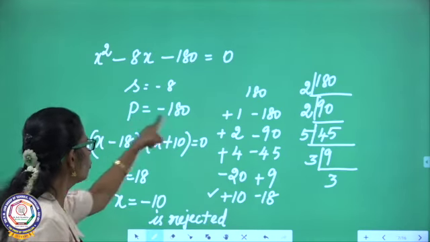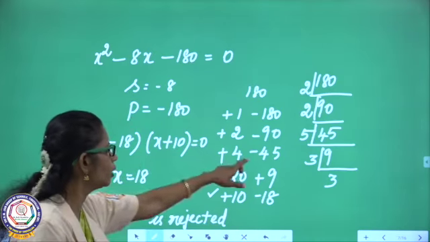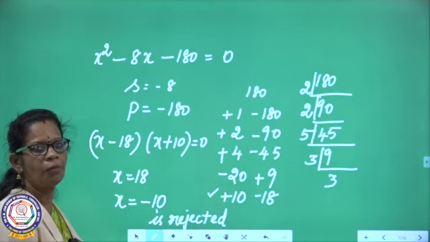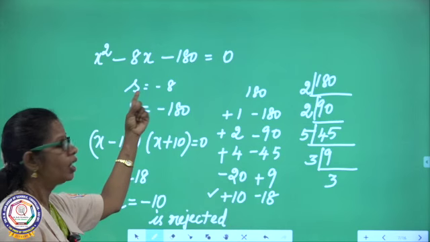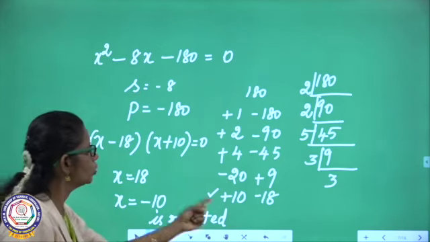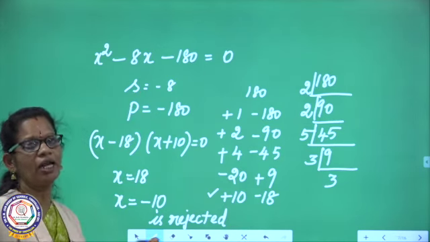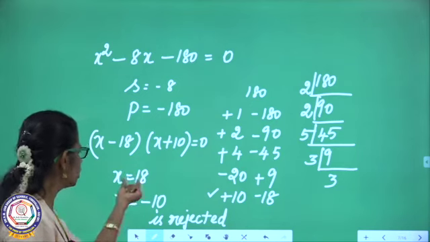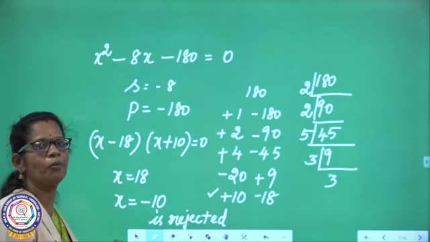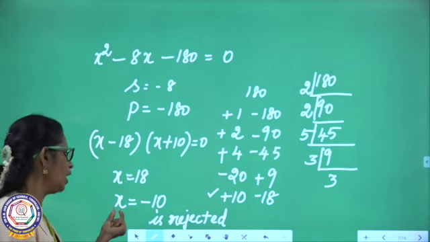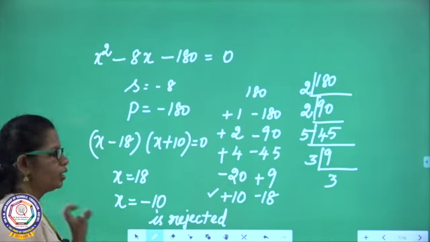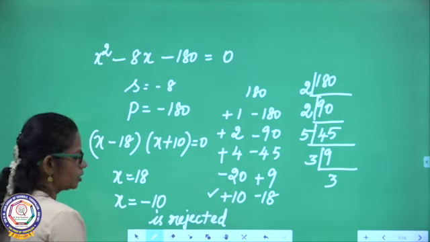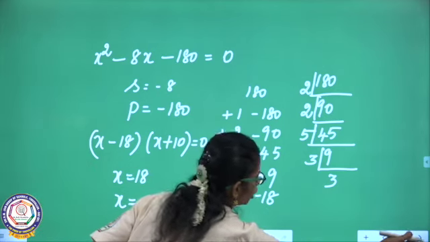Then I arrived at the quadratic equation. Sum is negative, product is negative, so the bigger number is negative and the smaller number is positive. Based on the coefficient of x, you are selecting the option as 10 and minus 18. Then you arrive at x is equal to 18, x is equal to minus 10. It is rejected. Why is it rejected? That explanation I want to give.